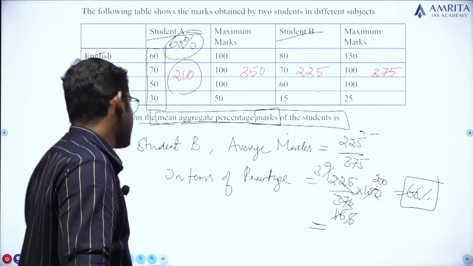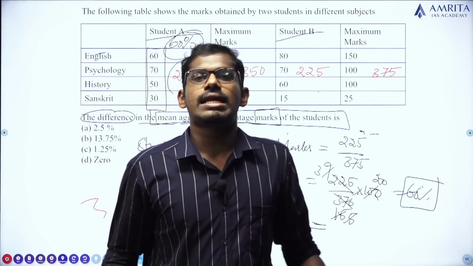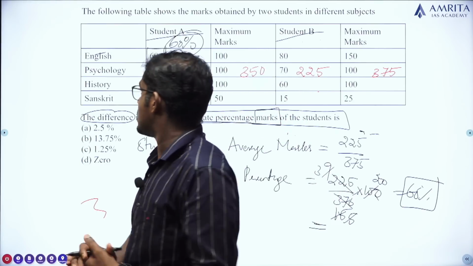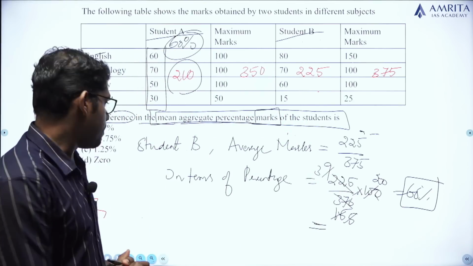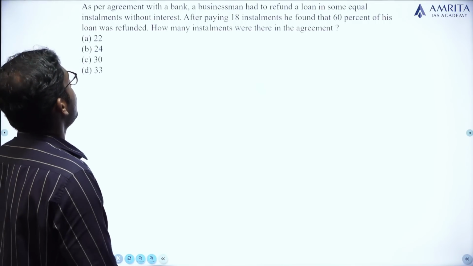So the answer for the question is option D, 0. There is no difference between the mean aggregate percentage marks of student A and student B. So the answer for this question is option D. Clear? Moving to the next question.